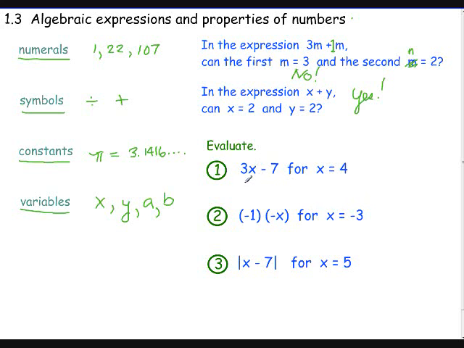Let's evaluate these quickly. 3 times x minus 7. We're going to substitute in a 4 for that x.